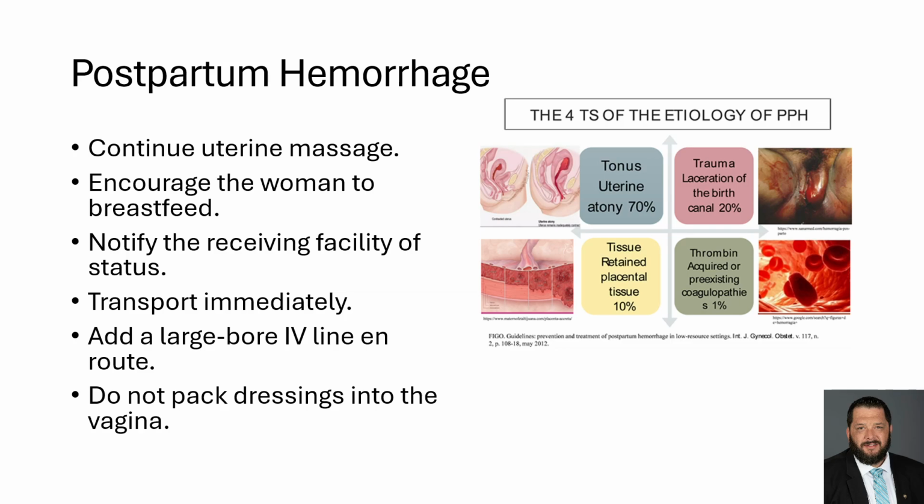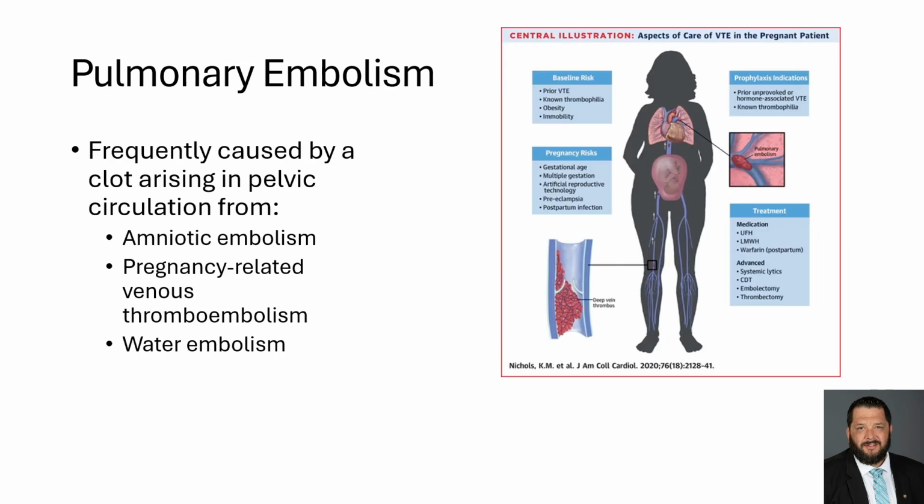Continue a uterine massage. Encourage the woman to breastfeed. Remember that helps release the oxytocin and contract down the uterus. Transport immediately, and then treat for hypovolemia and shock if the patient presents as such. So for EMT basic level care, that's going to be oxygenation and warming the patient. AEMTs and paramedics, you may consider fluid resuscitation for these. Do not, under any circumstances, pack the vagina with dressings or gauze or agents to attempt to stop the hemorrhage.